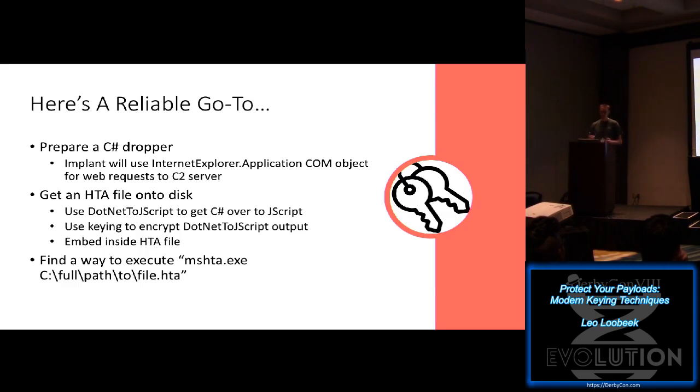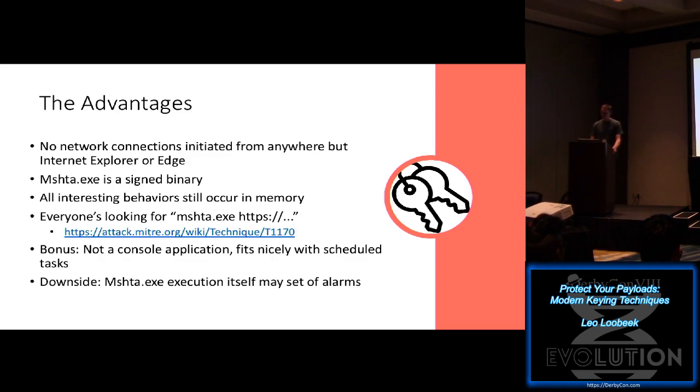Here's just one of my reliable go-tos that I've been using on and off for a year that's been super EDR friendly. Basically, I'll prepare some sort of C-sharp dropper, and the implant overall will use the IE COM object, which programmatically uses Internet Explorer and the Internet Explorer process to call back to different web servers. Then I'm going to try and get an HTA file on disk. I'll use DotNetToJScript to get that C-sharp into JavaScript. Then I'll use keying to encrypt that output, and that's what's going to be within my HTA file. Then I'm going to drop it to disk somewhere and try to find some interesting way to execute mshta and then the full path to the file.